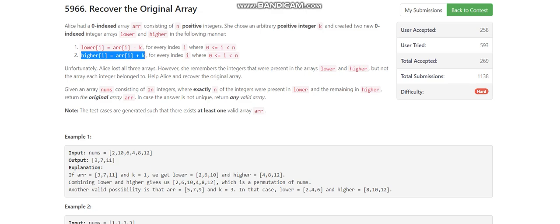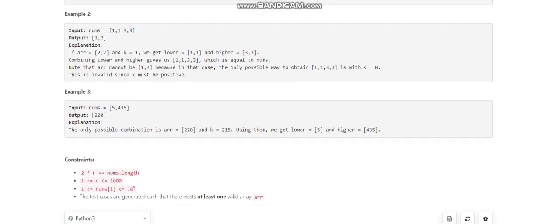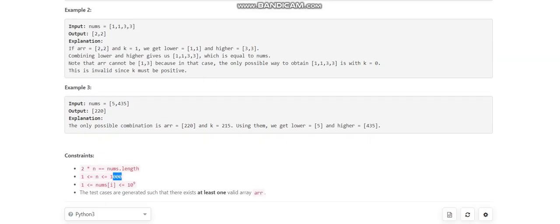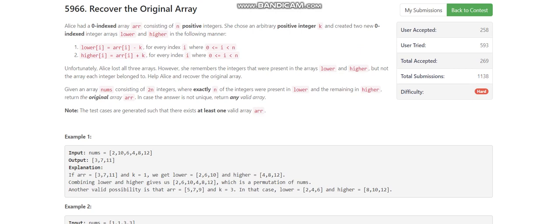You can read the problem statement, I think. Now just move on to the solution. The first thing we can observe is that as k is a positive integer, that is quite important here. If we sort the array nums, the last element will be the last element of higher, obviously, because k is positive. So after sorting, the maximum will be a plus k, which is the last element of higher. Now as the constraints are like 1000, we can do an n square solution easily.